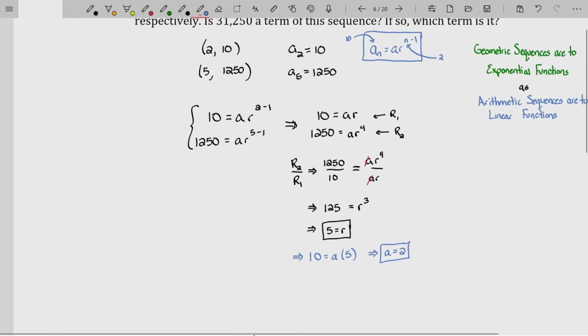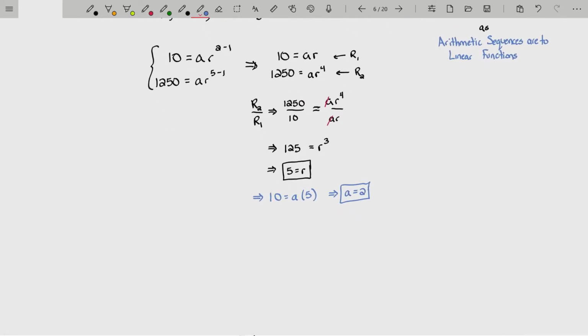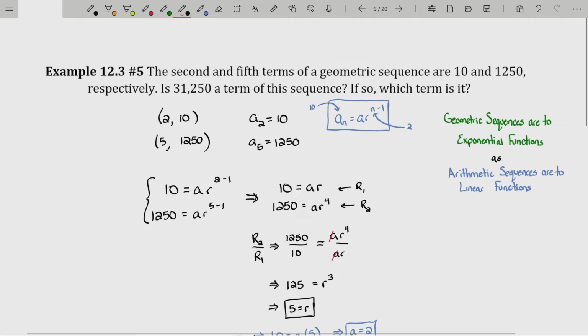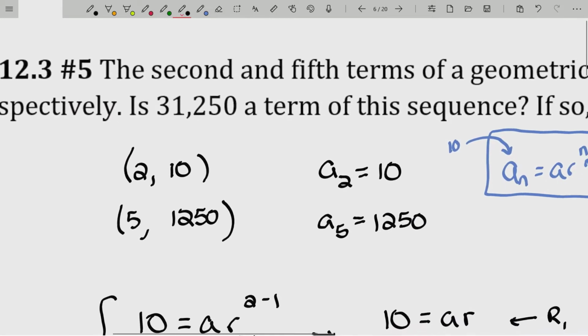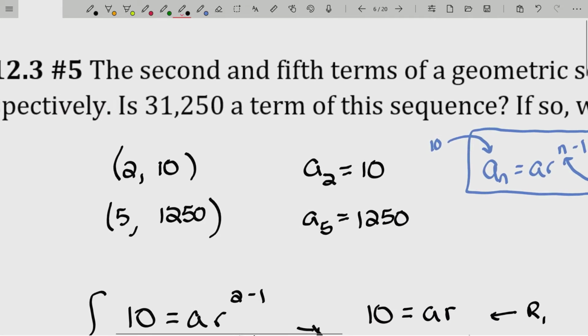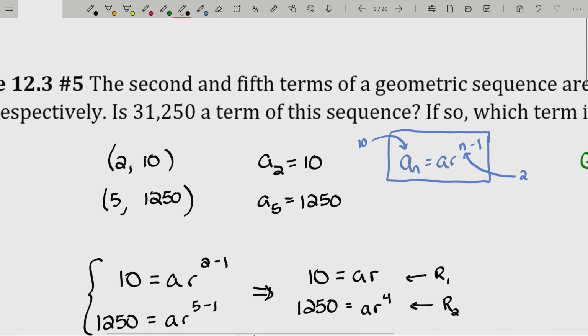And now I have my entire formula. Let's see, I'm going to write this down below. a sub n is equal to 2 times r, which is 5, to the n minus 1. Now, all that work, and you think you're done. This sequence, specifically this geometric sequence, contains the points 2, 10, 50, 250, 1250. But that wasn't really the question at hand.